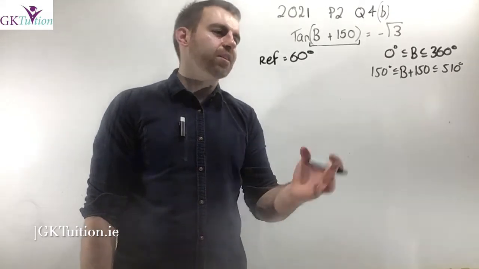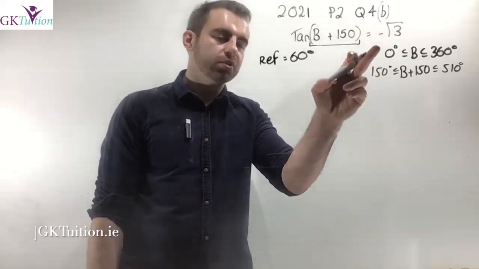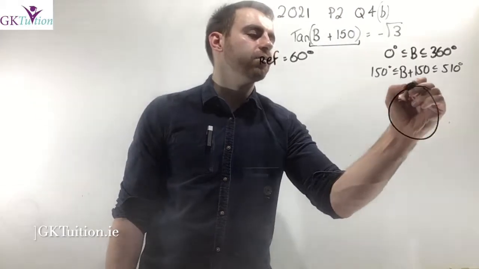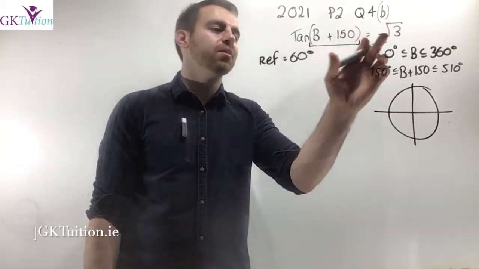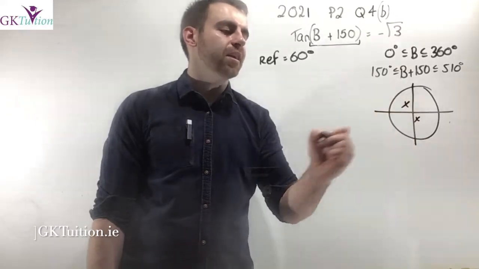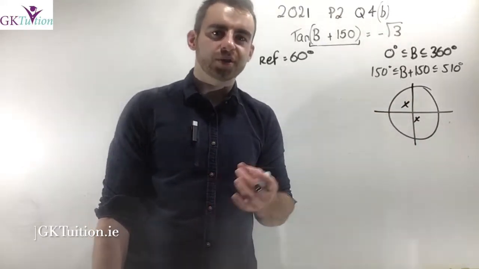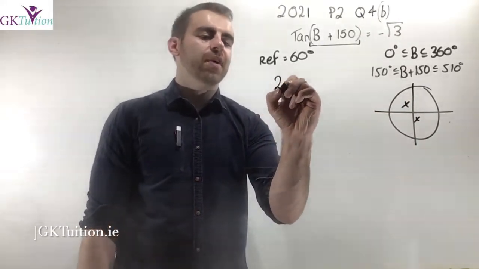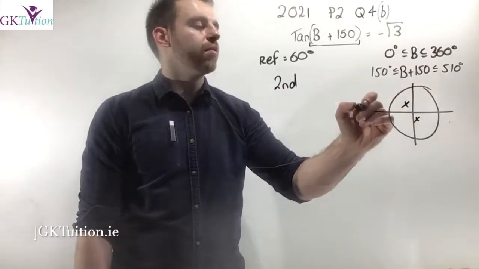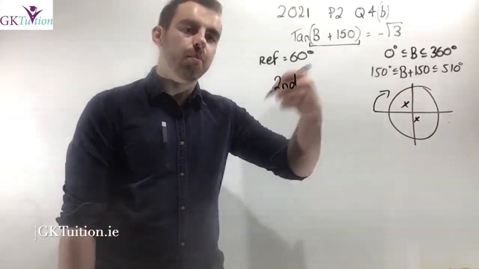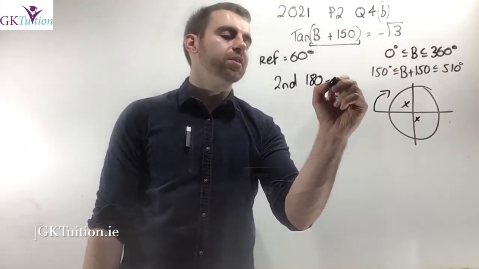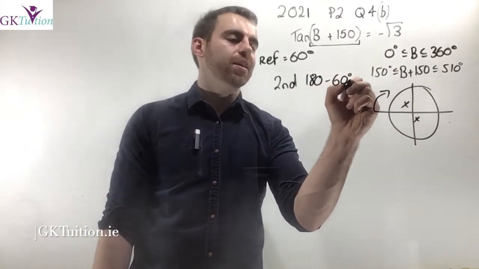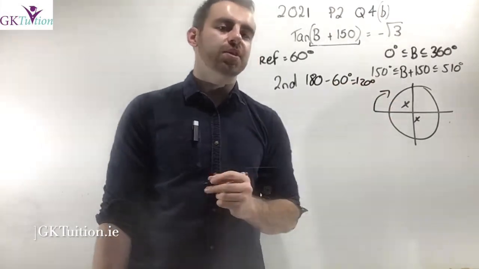The next thing I need to ask myself is what quadrants are relevant. And now the minus in front of the root 3 is important. The quadrants in which the tan of an angle is negative is S and C, or in other words, the second quadrant and the fourth quadrant. To get a value in the second quadrant, we always think of it as we've done half a revolution and we're going back into our second quadrant. Or in other words, it's 180 minus 60. In this case, that gives me 120 degrees.